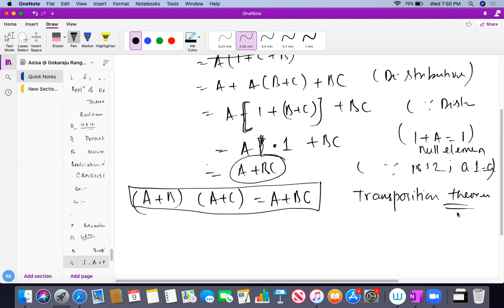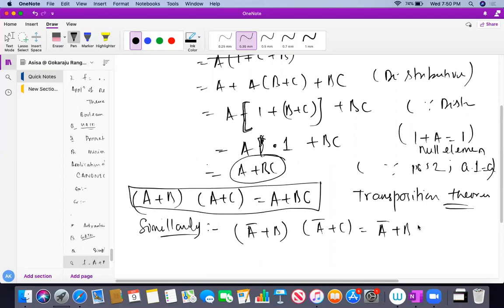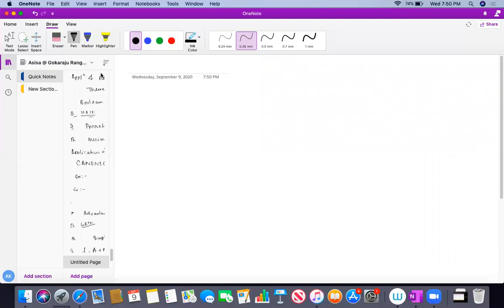Okay students, I have also told you that you can use this to reduce the logic equation. Similarly we can have another type of simplification, very simple. You see, A bar or B and A bar or C is A bar or BC. This is also a kind of transposition theorem. Next we'll move to the next question. This is also very important. It actually came in the GATE exam.